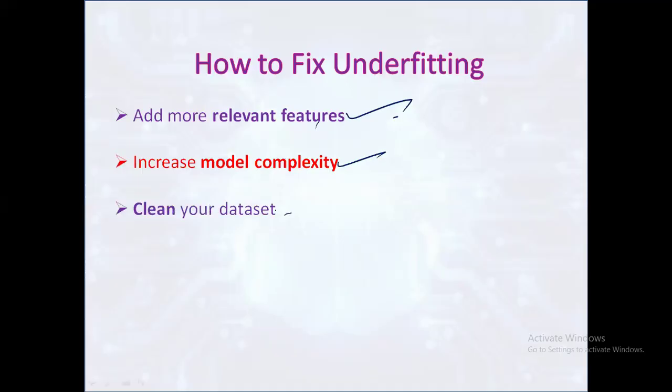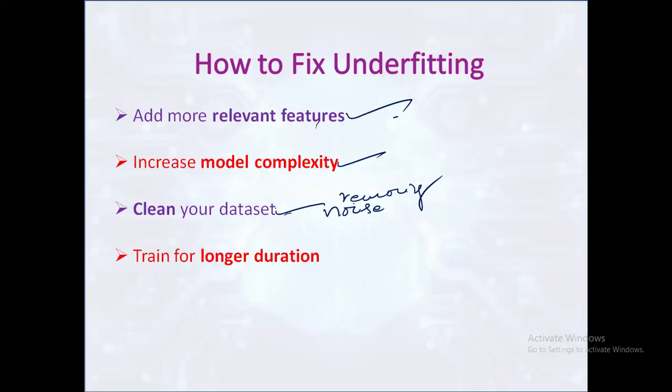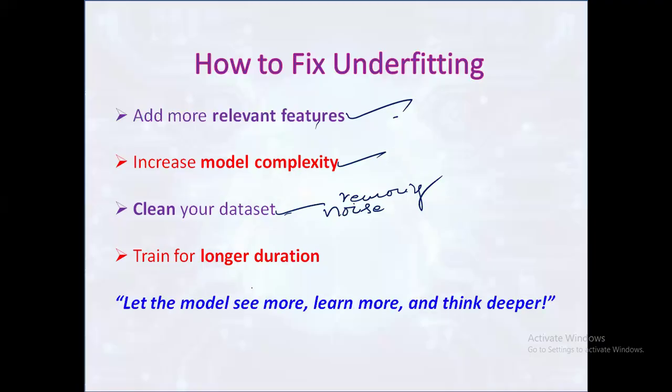Next, cleaning the data set by removing noise. Removing the noise or irrelevant data helps the model focus on meaningful patterns. A clean data set improves both training and testing performance. Next, training the model for more time gives it more chances to adjust its parameters and reduce error. However, this must be done carefully to avoid overfitting. So let the model see more, learn more, and think deeper.